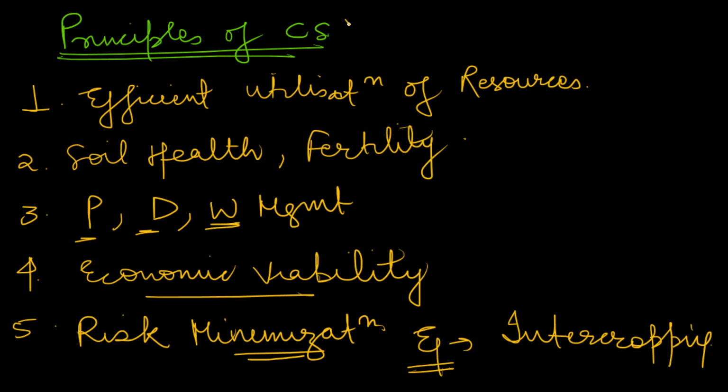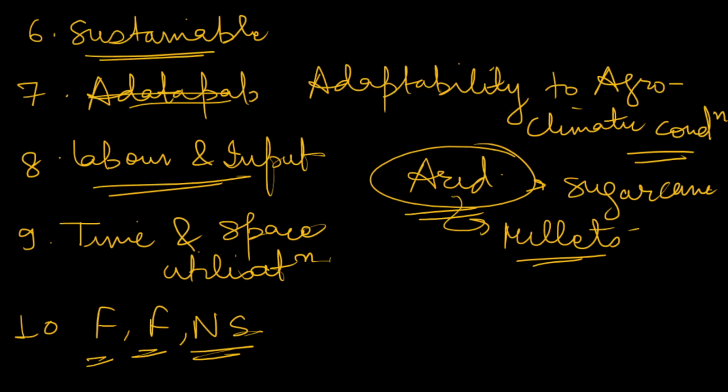So all these are the principles which we have to focus upon during planning of a cropping system. All these things should be kept in mind while planning a cropping system. A cropping system following all these principles will be a good cropping system. So I think if you mention 7 to 8 principles, that would be enough because it was a 10 marker question, and I hope you understand all the things.